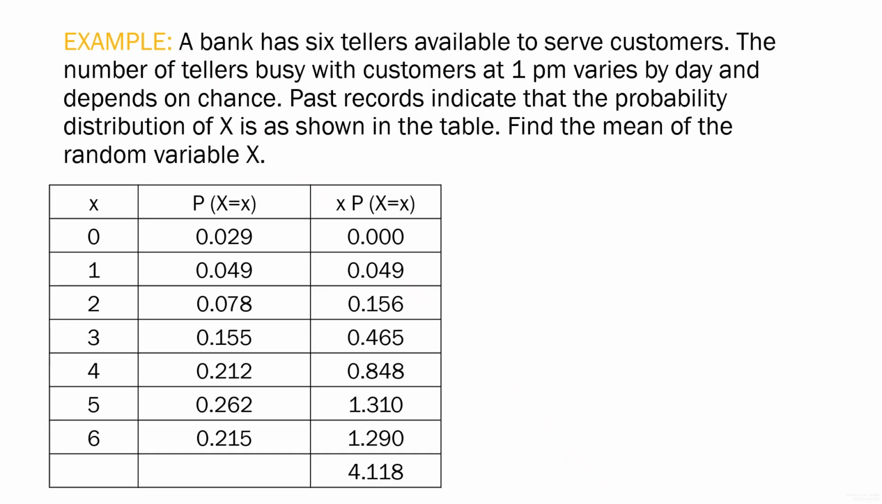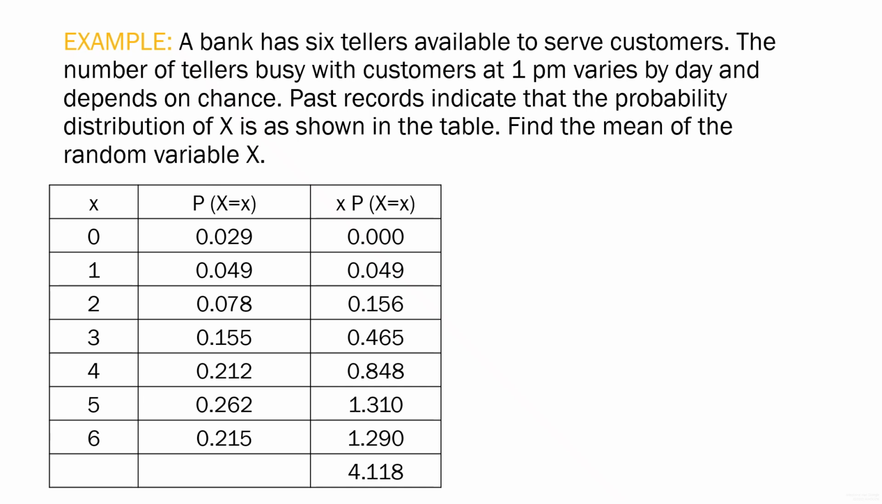In the last example, we talked about how to do it, but now we're actually going to do it. So an example here: a bank has 6 tellers and they're available to serve customers. The number of tellers busy with customers at 1 p.m. varies from day to day and depends on chance. Past records do indicate that the probability distribution of X is as shown in this table. And then it's asking us to find the mean of the random variable X.